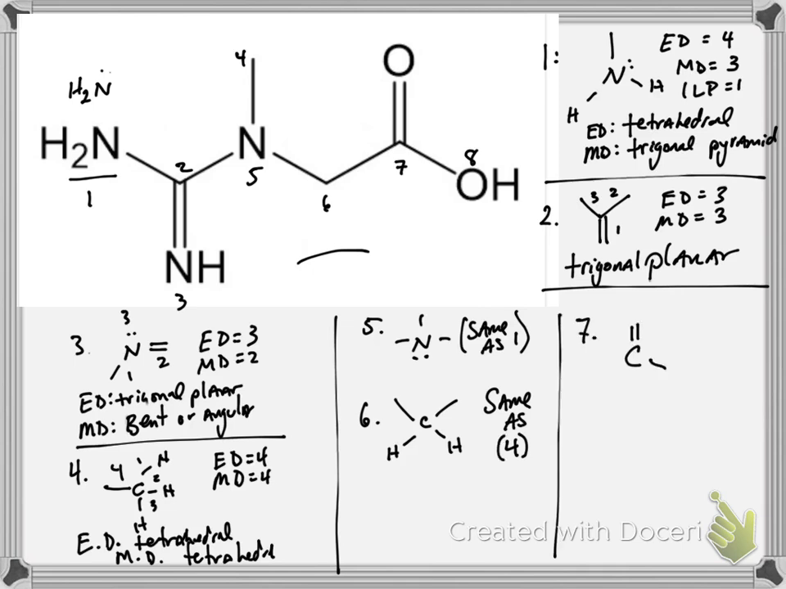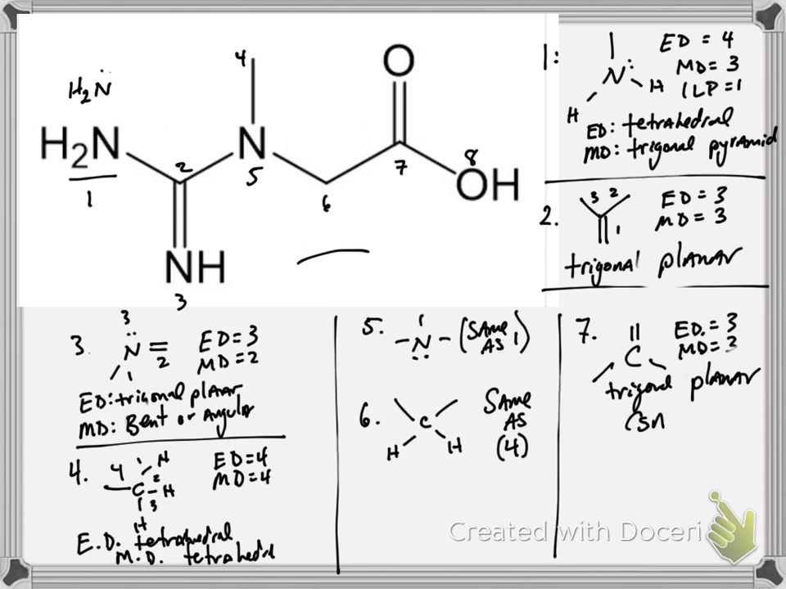If we go into 7, here we have a double bond, 2 single bonds. So this is an electronic domain of 3, molecular domain of 3. So this is trigonal planar. Let's see, did I change that? Yeah, trigonal planar.